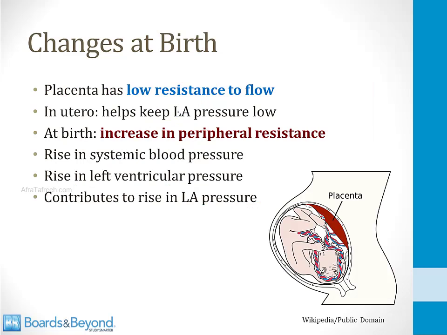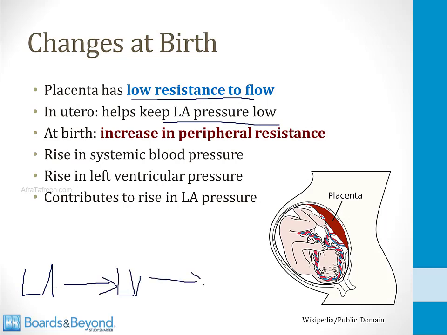And then the final topic that I'll mention in this video is that the placenta has a low resistance to flow, and in utero, this helps to keep the left atrial pressure low. Remember that the left atrium pumps blood into the left ventricle, and in utero, the left ventricle has a very easy time moving blood into the aorta. That's because the aorta is connected to the placenta, which is a very low resistance structure. So it's easy for blood to move from the left ventricle to the aorta, and therefore it's easy for blood to move from the left atrium to the left ventricle. And this helps to keep the left atrial pressure low in the baby in the womb.